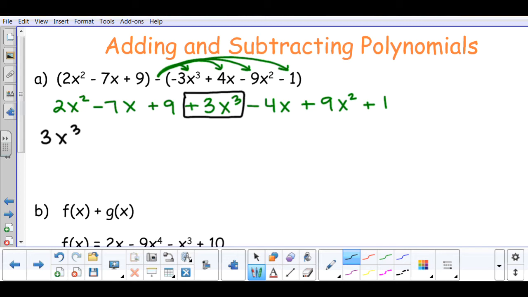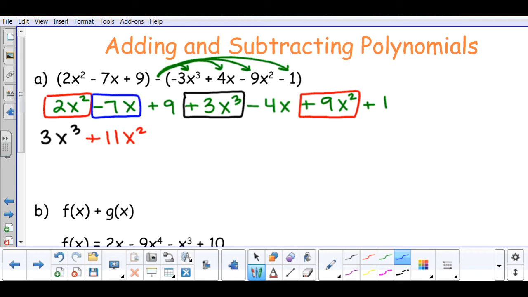My next highest degree term is x squared, so I have a 2x squared and a positive 9x squared to give me a positive 11x squared. Then I have a negative 7x and a negative 4x to give me a negative 11x. And then we lastly have 9 plus 1 to give us a positive 10.